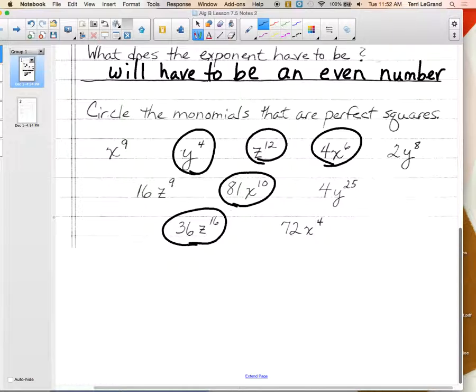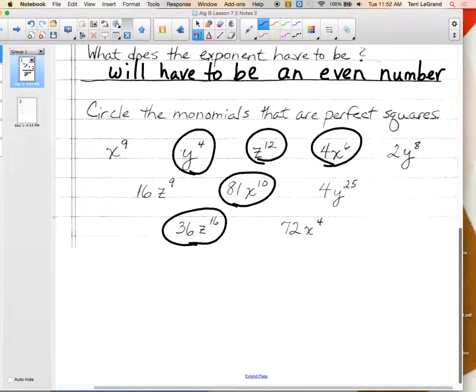36z to the 16th. Is 36 a perfect square? Yes. Is z to the 16th a perfect square? Yes. Okay, then what's the square root of 36z to the 16th? 6z to the 8th, because remember in these you add, not multiply. So 8 plus 8 is 16, so it'd be 6z to the 8th.